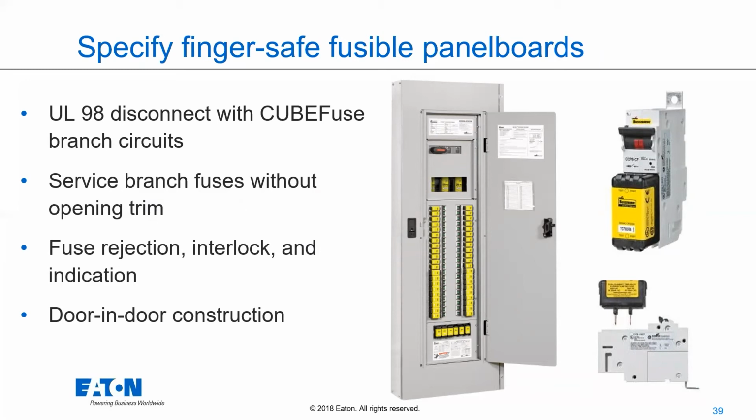The fusible panel board by Bussmann, if you've never seen this, is a door-in-door style panel board, so it looks exactly like a breaker. There's a UL98, so it's a load break rated disconnect switch on each one of those branches with a Bussmann fuse inside. That fuse is current limiting, so you'll get all of the protection of a current limiting fuse there, and it's entirely finger safe. It's finger safe with or without fuses in the holders. So if you've got some spares that don't have any fuses in there, it's still finger safe.